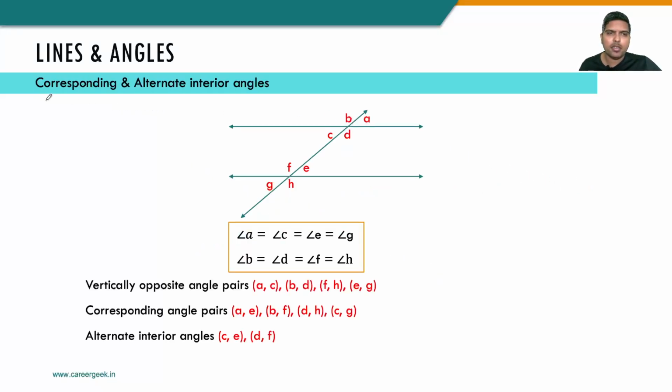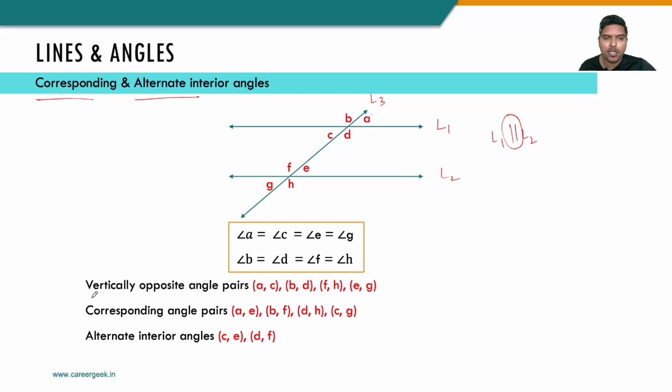Next, corresponding angles and alternate interior angles. Let's say these two lines L1 and L2 are parallel. Okay, they are parallel. This is how you use the parallel sign. And a line L3 is intersecting these two lines. Now, these are the angles A, B, C, D, E, F, G, H. Now, we know what the vertically opposite angles are. At one intersection, you get two pairs.